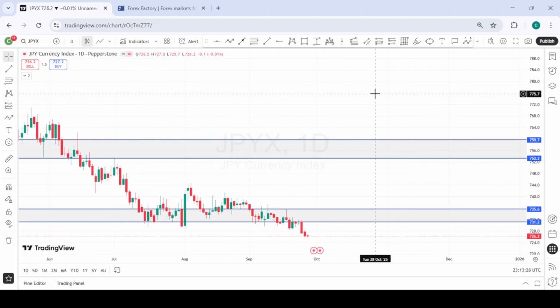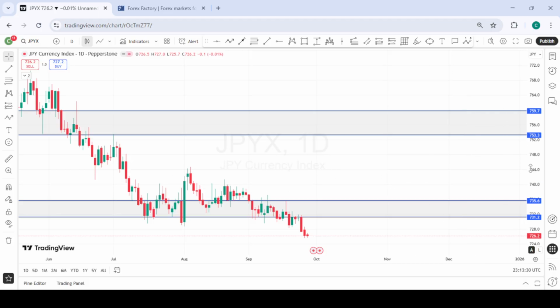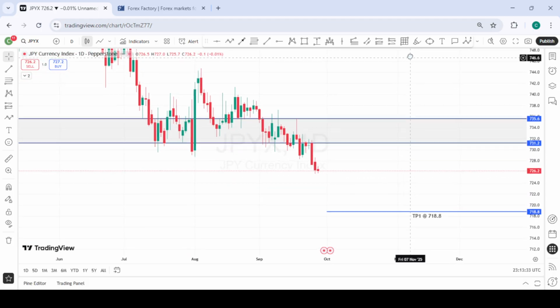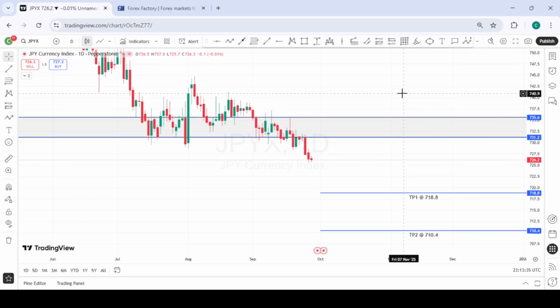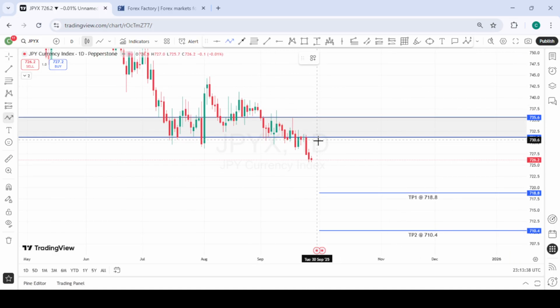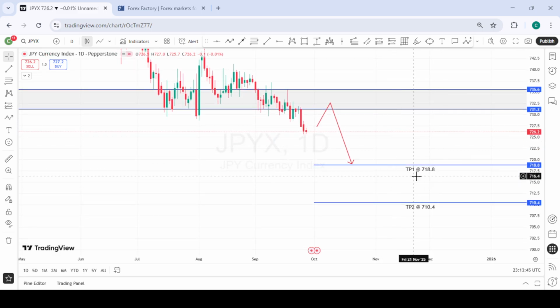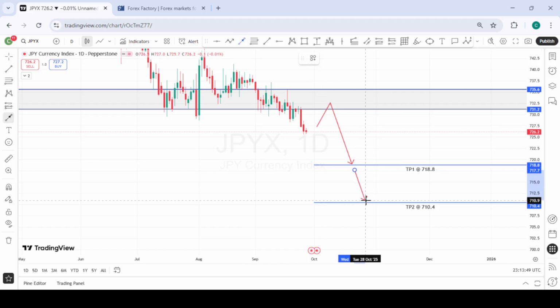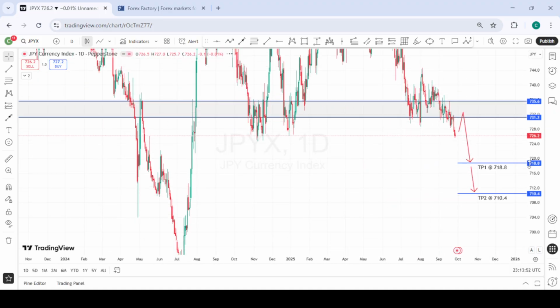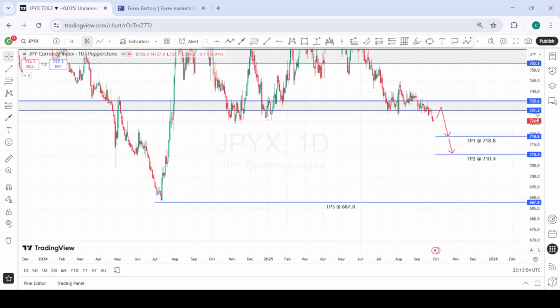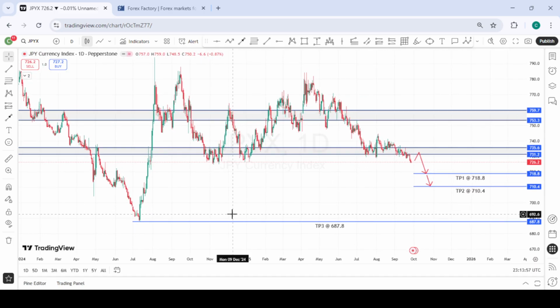We have here the Japanese yen index, which is now extremely bearish. It is bearish on a weekly perspective, bearish on a daily perspective. So for the coming week, we'll be looking forward to a possible pullback to this area of interest and look for selling opportunities to the downside. We're having this price point as our TP1, and then our TP2 will be here, and our TP3, which is a long-term view. We're looking forward to see the Japanese yen index drop to clear this low we have here.